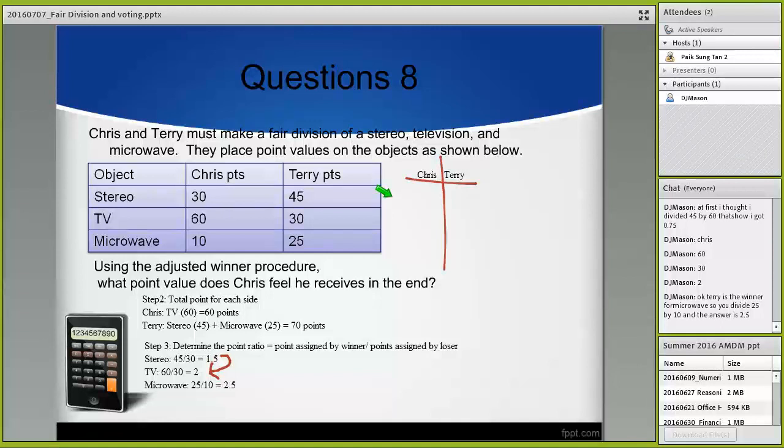So now for Chris. Chris originally has a TV that worth 60 points, right? And now Chris is going to get a stereo, right? Chris is going to get a stereo. So what matters to Chris is how many points Chris assigned to stereo, right? So for Chris, stereo worth how many points?